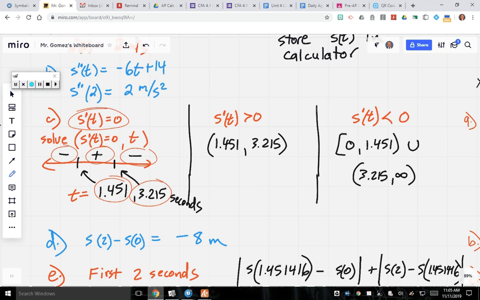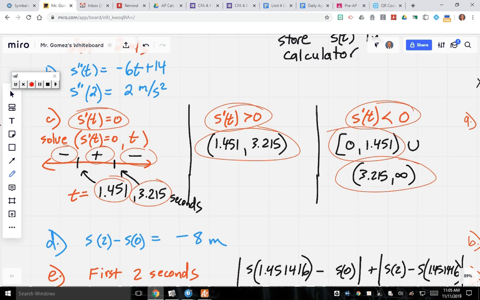Okay? It will move to the right on this interval between 1.451 seconds and 3.215 seconds because the derivative is positive. These are particles in motion. It will move to the left because s prime of t is negative on 0 to 1.451 and then 3.215 all the way to infinity. Notice that I have the particle in motion when I start the timer. It's already in motion, that's why I have the bracket there. Everything else, it's in between. And notice again that I'm putting 3 decimal places.